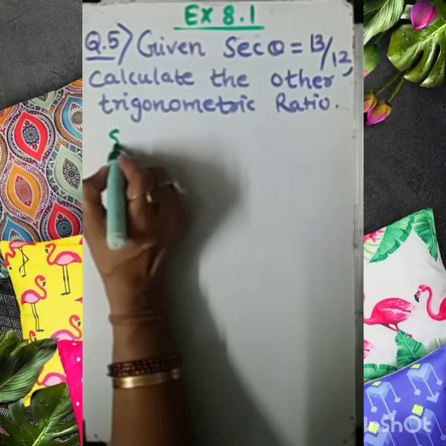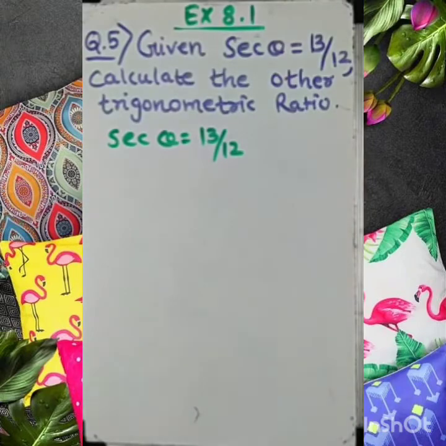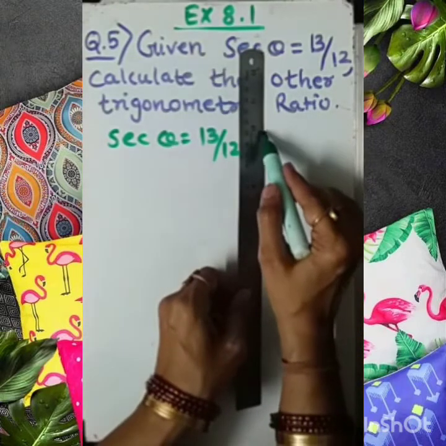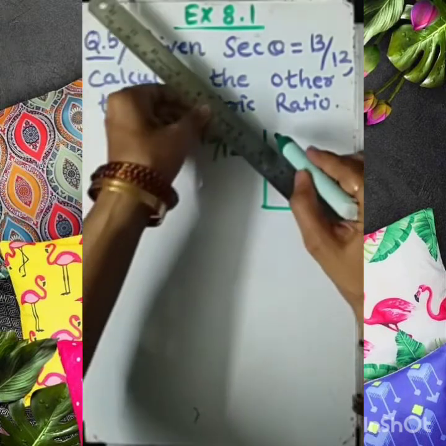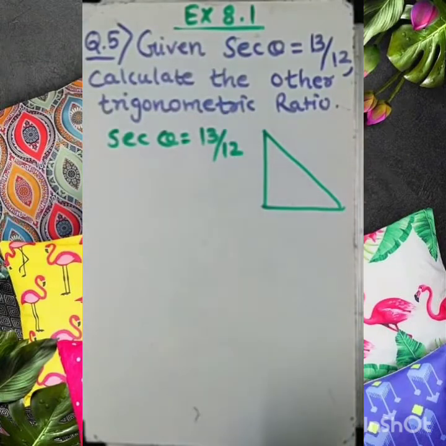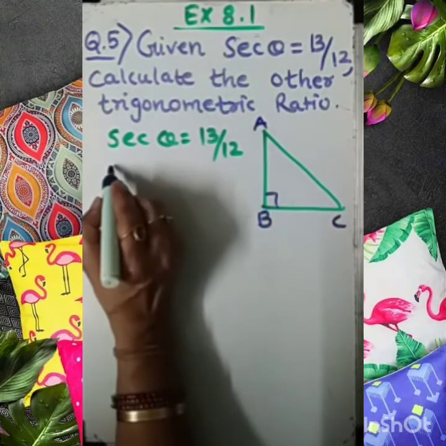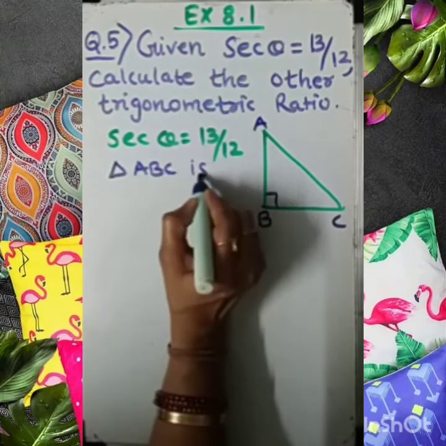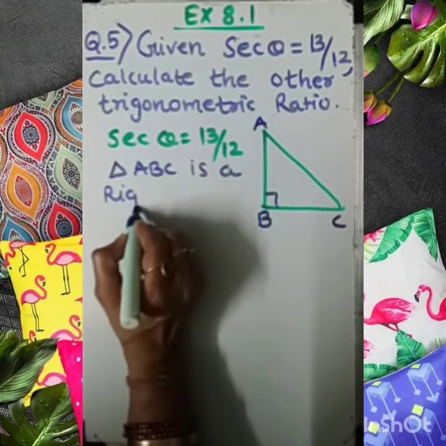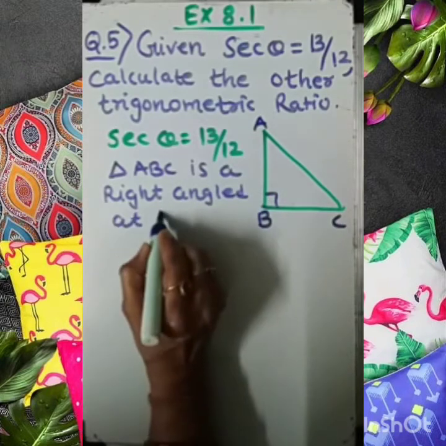First of all, let's note down we are given sec theta equal to 13 by 12. My dear student, nothing else we are given except this much. Then you should not complain. We are not given any triangle, no name of the triangle. Just start thinking about the triangle on your own. So let's take a general triangle ABC. We need to mention here triangle ABC is right angled at B. Got it? This point is very important to mention.